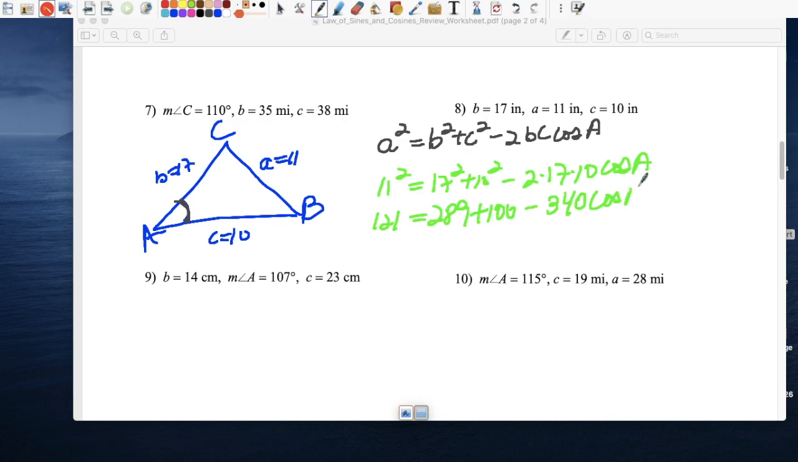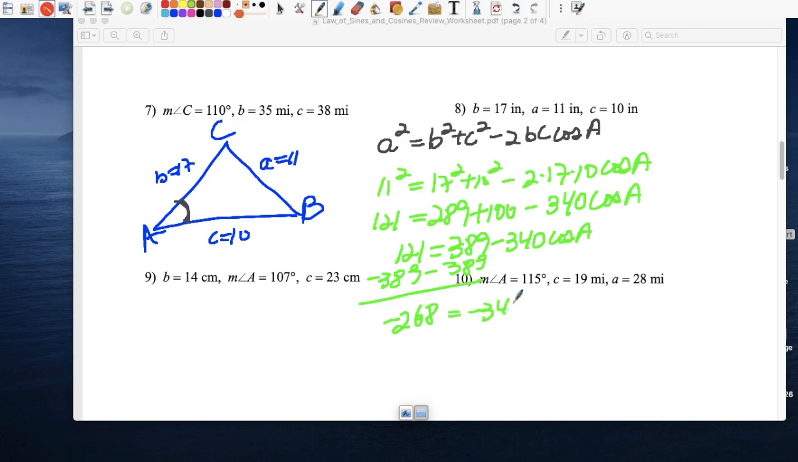Cosine of the angle, I don't know. 389, right? So we're going to subtract 389 from both sides. And 121 minus 389, that's going to give us negative 268 equals negative 340 cosine of A. And divide both sides by negative 340, that's going to give us a positive, right?